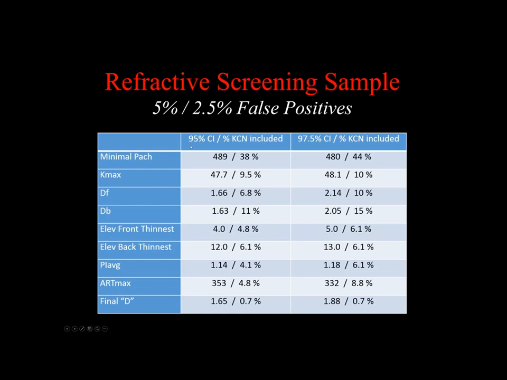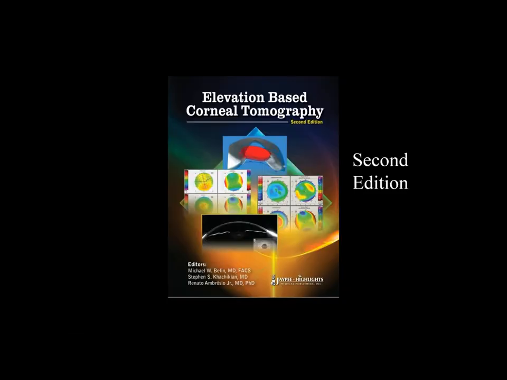So a final D, if you're comfortable at a 95% confidence interval, it's 1.65. 1.88 is a 97.5%. But again, the purpose of this really is to show you that the final D performs better than any single parameter. And it's exactly at 6 o'clock, and that's my last slide.